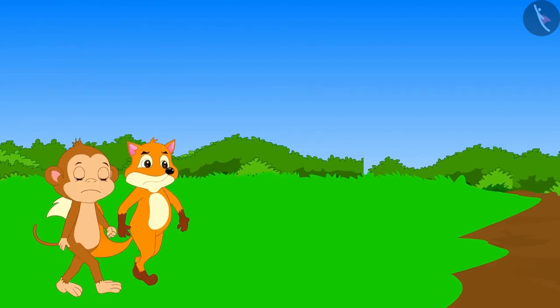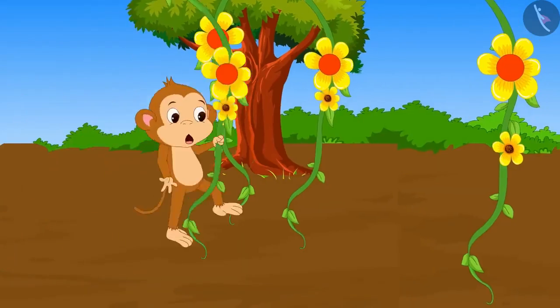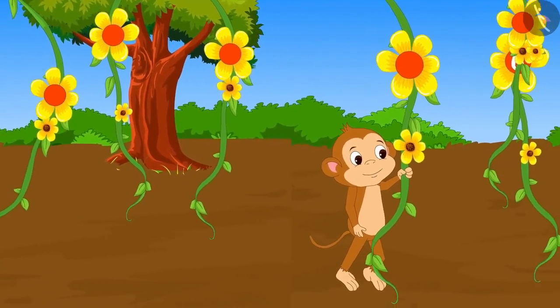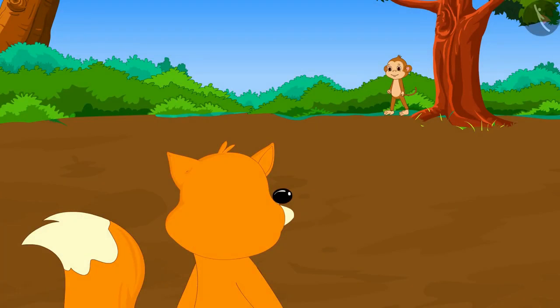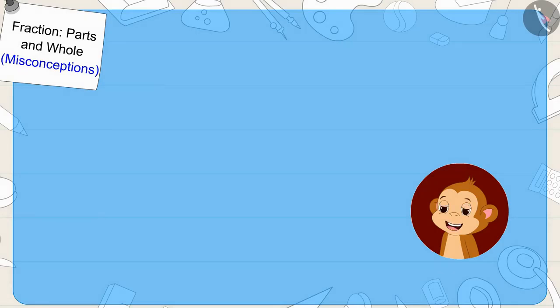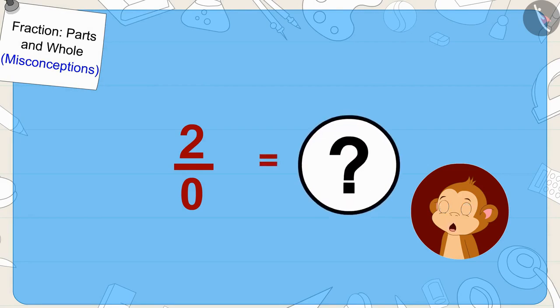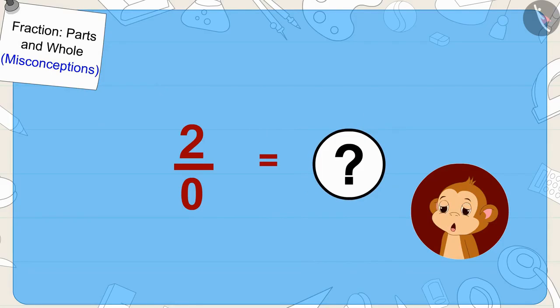Now, while walking, they reached a marsh. Babban jumped up quickly and reached the other side of the marsh by hanging from one vine to the other. When the fox called out to him for help, Babban told her that when she finds the answer to how much is 2 by 0, then he will come to help her. Saying this, Babban left from there.